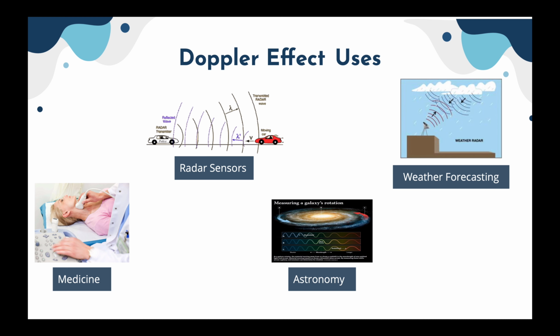The last use that I'll be discussing today is its use in weather forecasting. The Doppler radar measures the direction of the velocity of objects, for example, the drops of precipitation. It is used to determine whether the movement in the atmosphere is horizontally towards or away from the radar, which aids in weather forecasting.